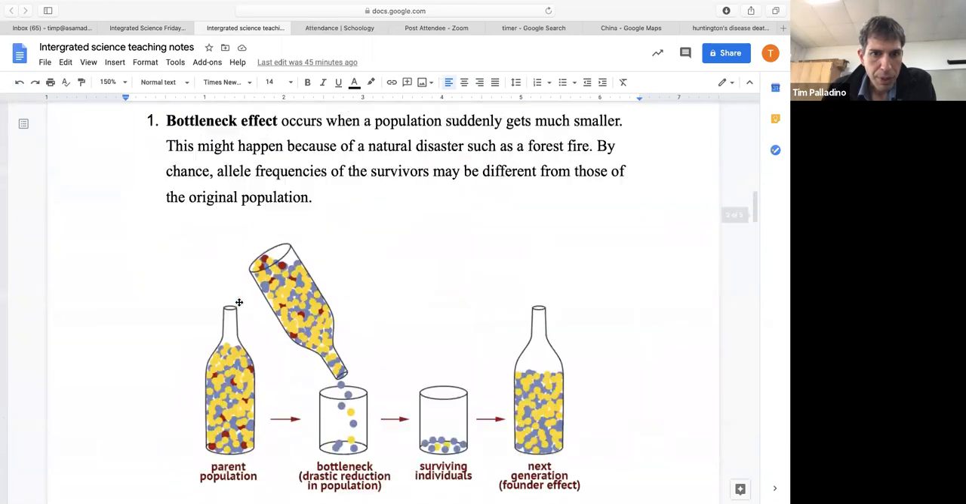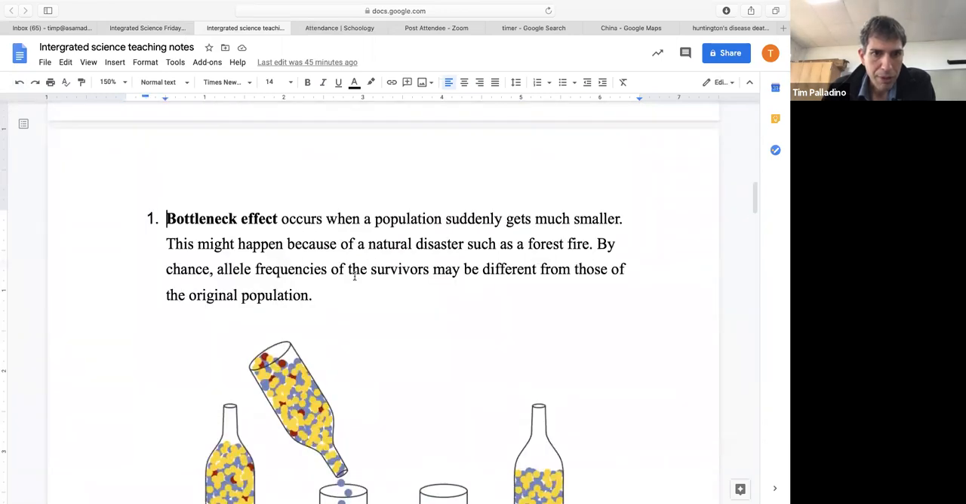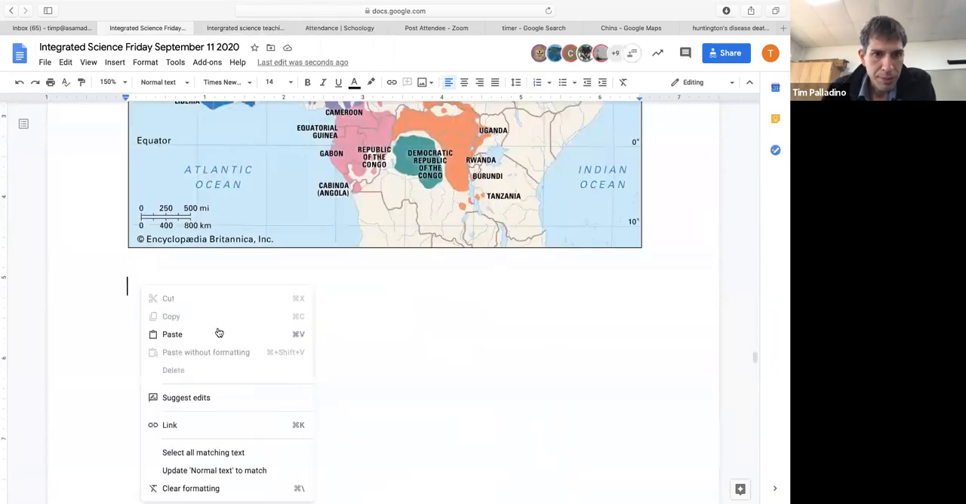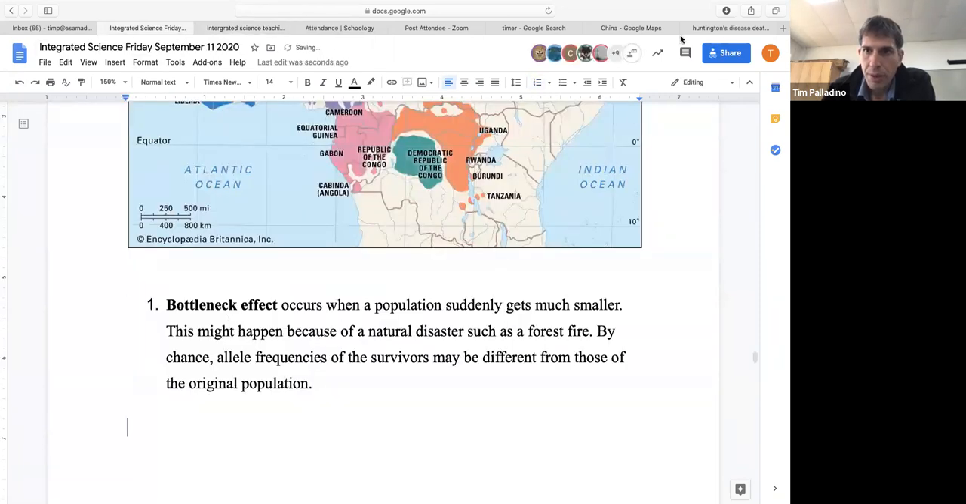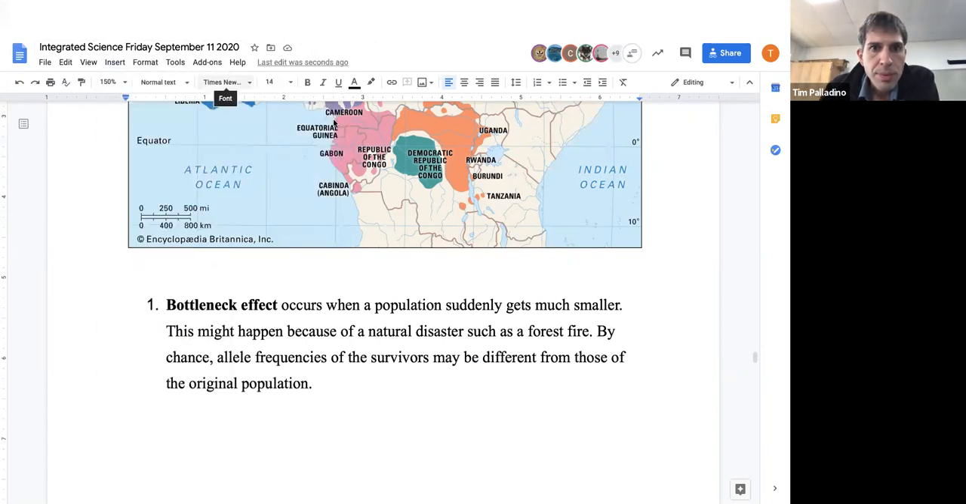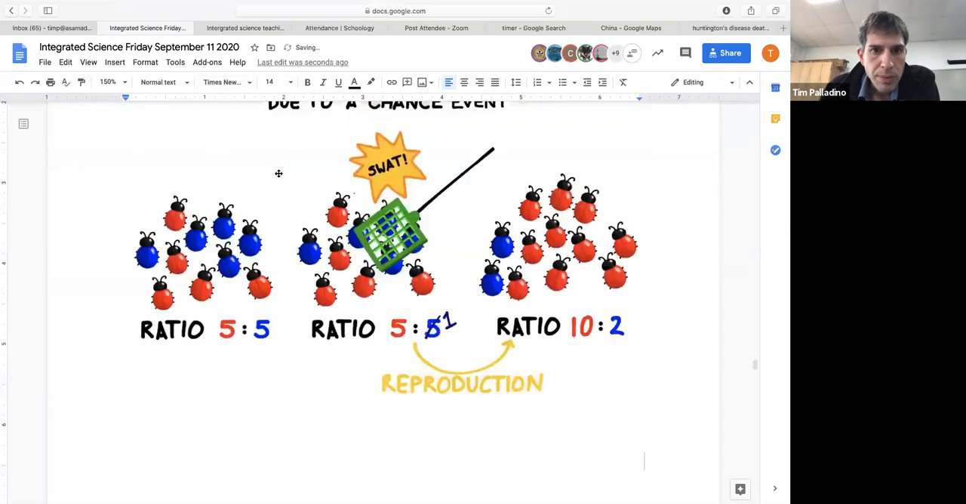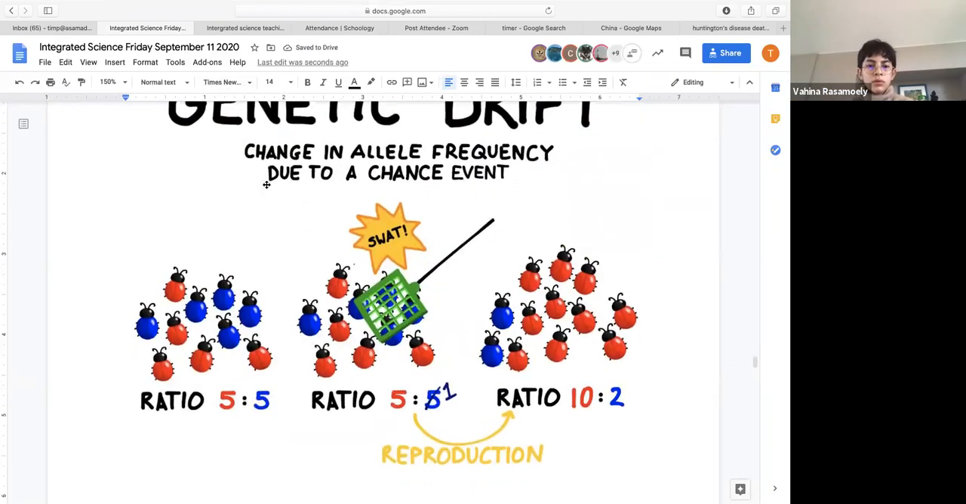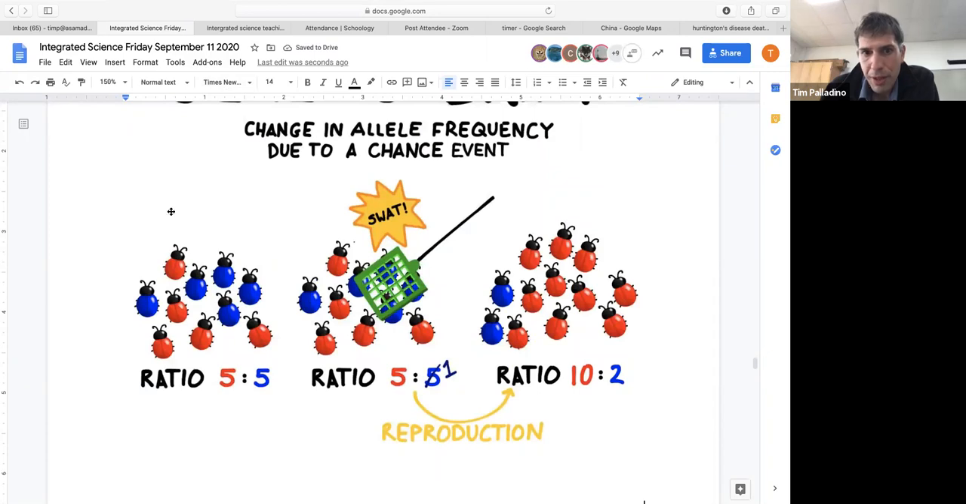So the first one, let's talk about just what's called the bottlenecking effect. And I have two slides for this one, two pictures. All right, so this is one example of a bottlenecking effect.